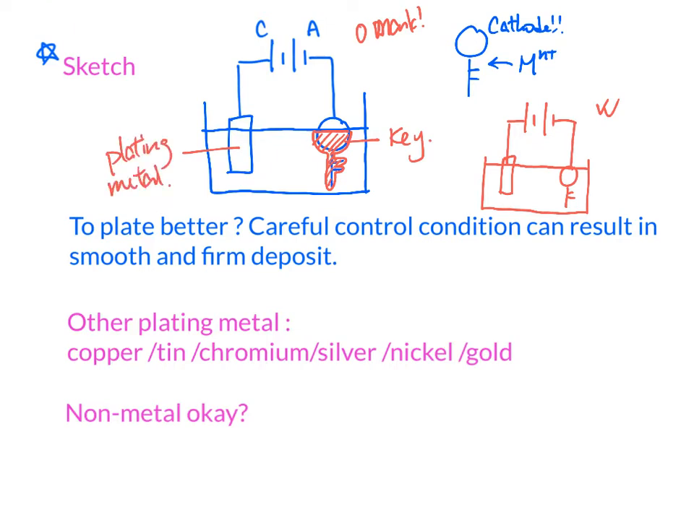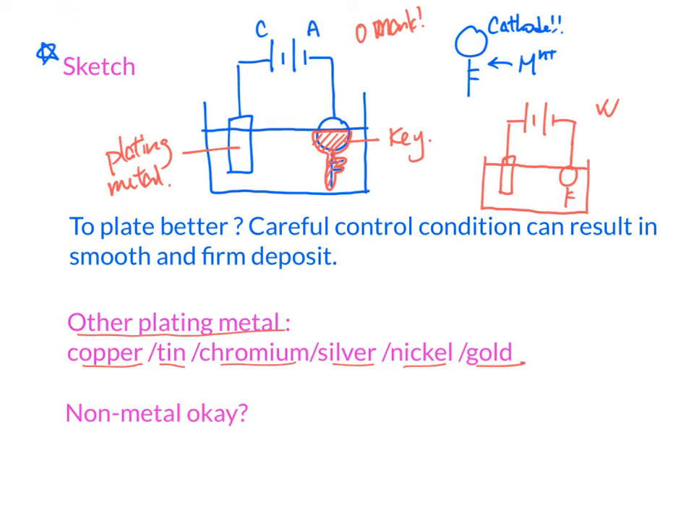It really depends on what kind of metal you're going to plate on the key. What other plating materials can we have? For other plating materials, we have copper, tin, chromium, silver, nickel, gold. If we are coating these kinds of metals on the key, then the plating metal has to be changed. This time we're using copper because we plate copper on the surface. But next time if we're talking about tin, then I will put tin right here. If we talk about silver, we put silver right there. So this one is the plating metal.